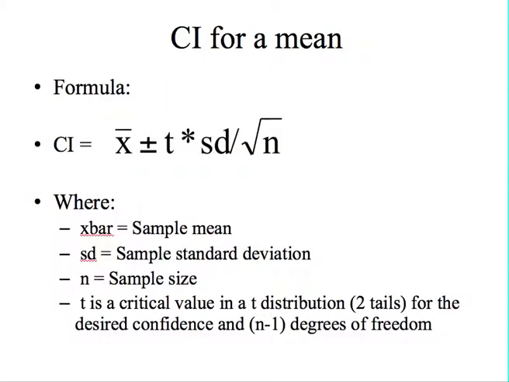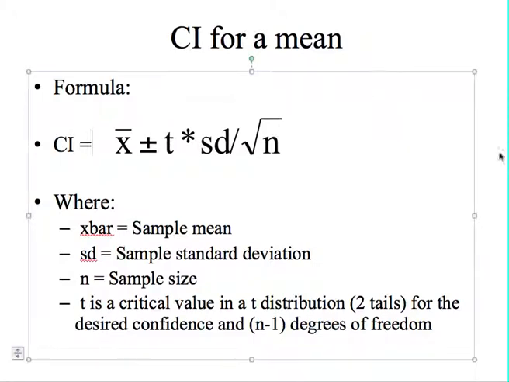Once you have that, the formula really is simple. It is just the sample mean, plus or minus a critical value of t for two tails for the desired confidence, and n-1 degrees of freedom. We'll discuss that in a little bit. Times the sample standard deviation, and that is divided by the square root of the sample size. So really, calculating a confidence interval for a mean is pretty simple.